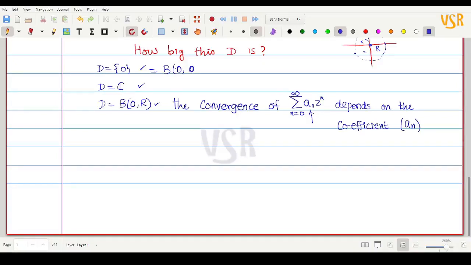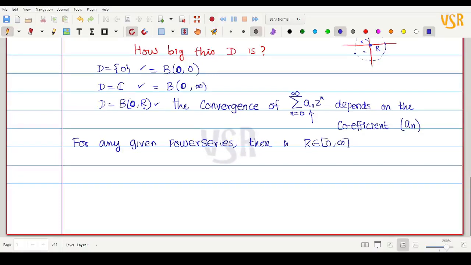ஓகே, இது ரேடியஸ், இது வந்து 0 காம்ப்ளெக்ஸ் நம்பர் இல்ல, this is 0, ஓகே, 0 ரியல் நம்பர். இன்னொன்னு என்ன பண்ண போறேன் அப்படின்னா, I call it ball with center 0 radius வந்து infinity. ஸோ இது வந்து ball with center 0 radius R. ஓகே, அப்போ for any given power series, that is R. இந்த R வந்து எதுல இருக்கலாம் அப்படின்னா closed interval 0 ல இருந்து infinity. R வந்து 0வாவும் இருக்கலாம், infinity ஆவும் இருக்கலாம்.